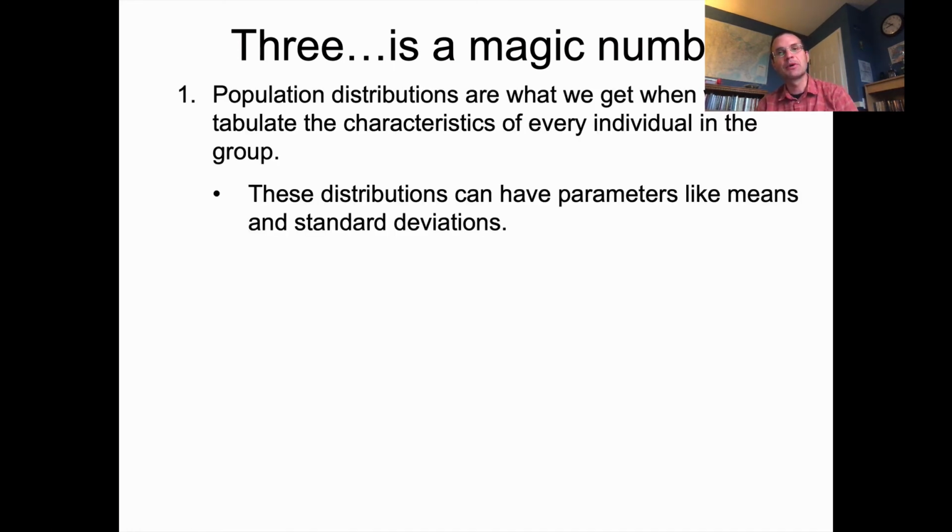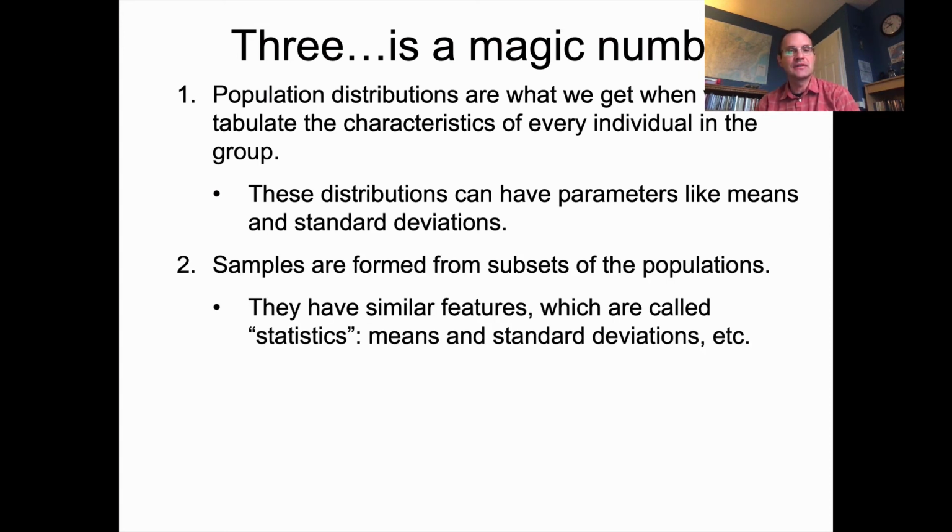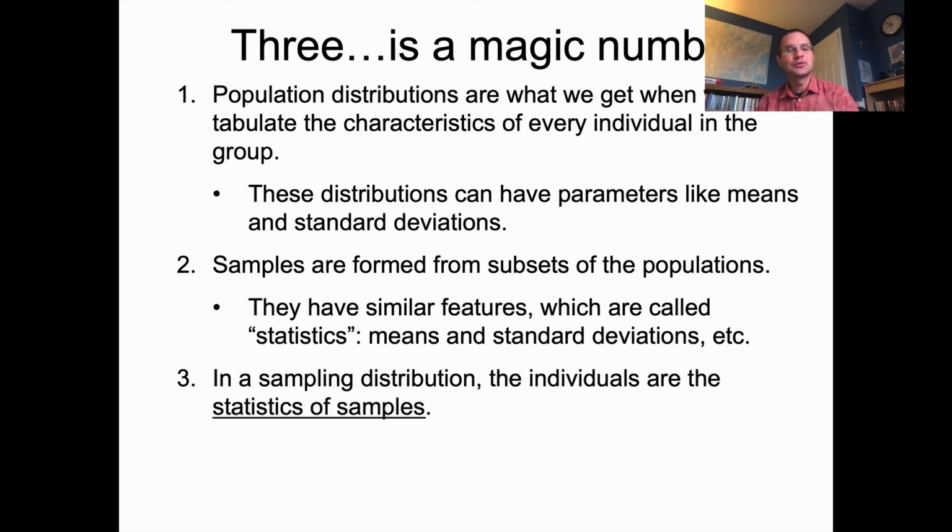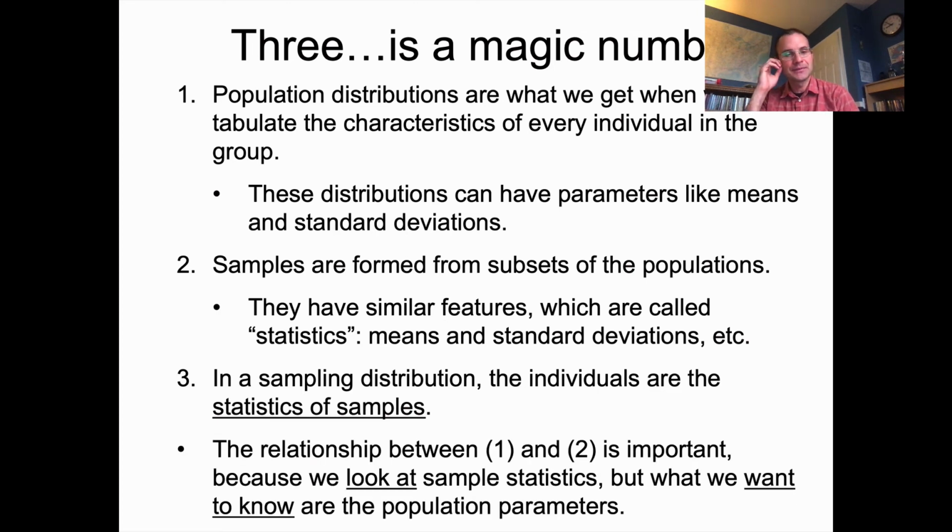Population distributions are what we get when we tabulate the characteristics of every individual in the group. And these distributions have parameters like means and standard deviations, so on and so forth. I'm just walking through exactly what I said before on the previous slide. Actually, I don't know why I put this slide up here again. Samples are formed from subsets of the population, and then in a sampling distribution, the individuals are the statistics of samples.